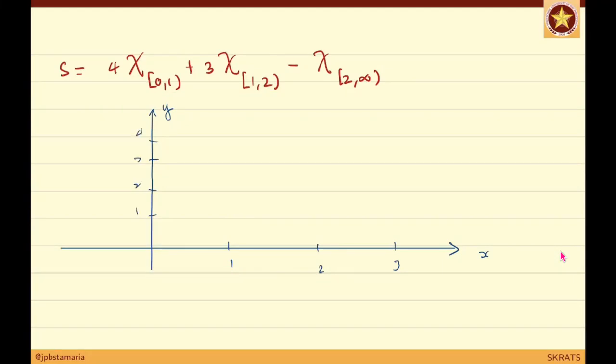So, ano yung itsura ng graph niya? Ang itsura ng graph niya, 4 ang value niya sa 0, 1. So, parang ganyan siya, no? 4, 0, 1. Pero dito, open, kasi hindi kasama yung 1 doon sa teritoryo ng unang term, no? Yung second term mo, 3 kay 1, 2. 3 ang value niya sa 1, 2. Okay? Ay, sumobra ng konti.